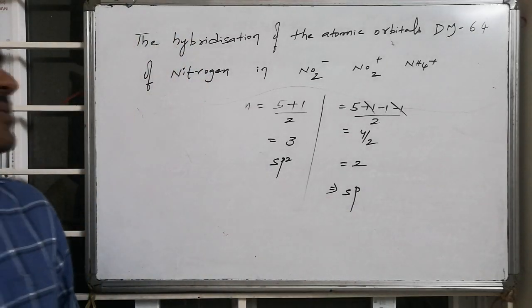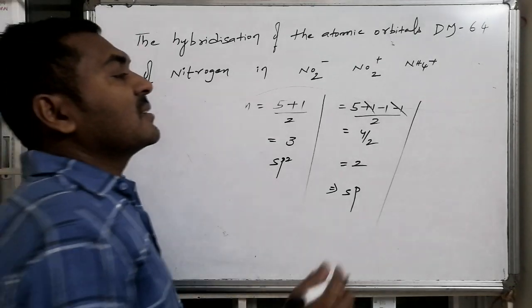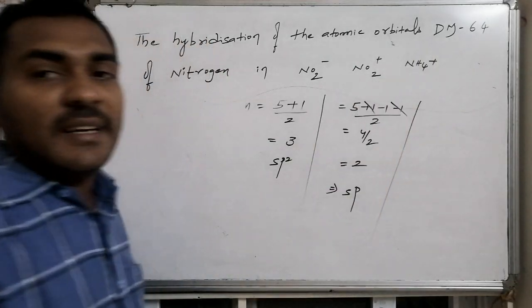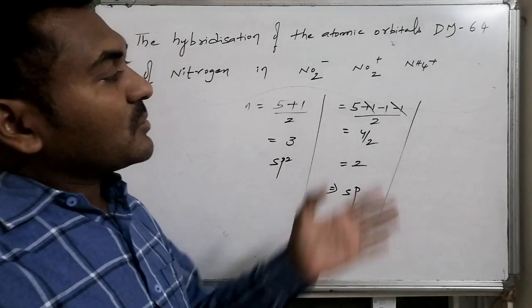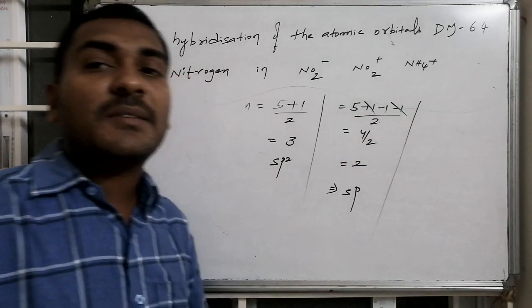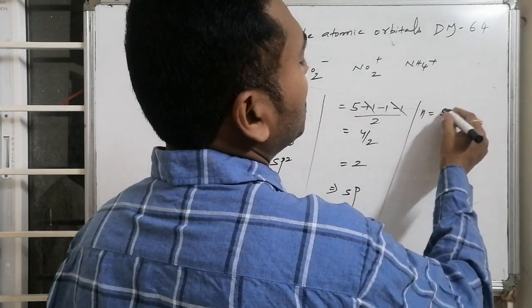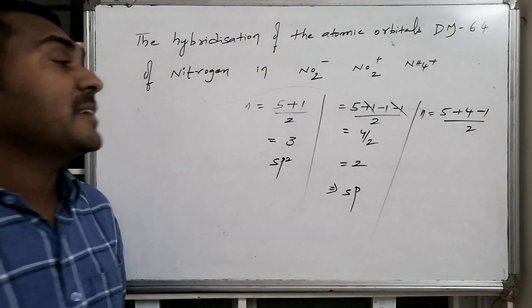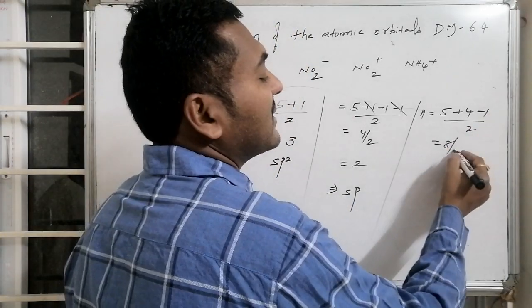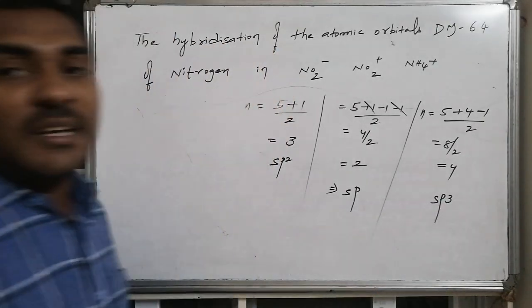At last we will also write the structures, whereas NH4 plus, whereas hydrogen doesn't lose any kind of proton. If it loses, it can't make any kind of connectivity. So that unit positive charge is also present over the nitrogen itself. So the n value becomes nitrogen group number 5 plus 4 minus 1 by 2, that is 9 minus 1, 8 by 2. 8 by 2 implies what? Once again it is 4. 4 implies the hybridization is sp3.